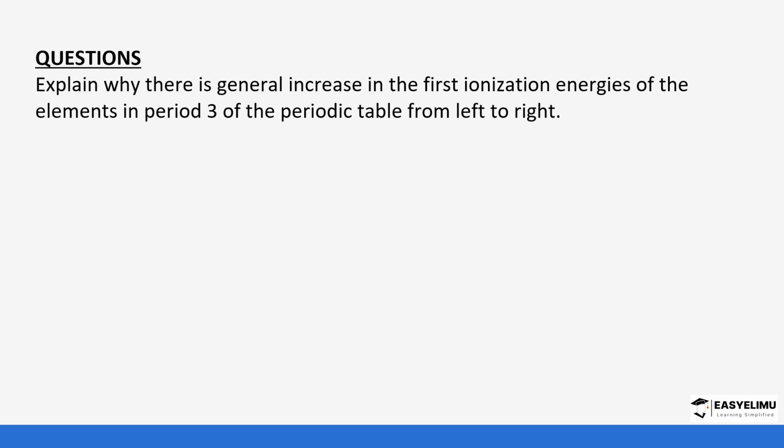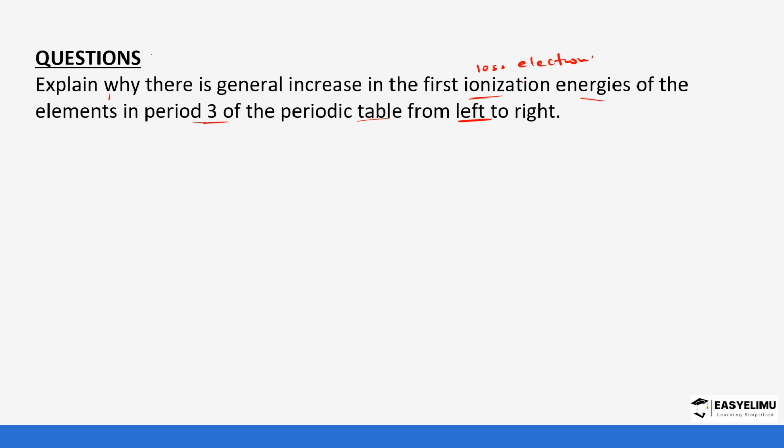So let's do a few questions. Explain why there is a general increase in the first ionization energies of elements in period 3 of the periodic table from left to right. So when we talk about ionization energy, we are talking about the energy required to lose an electron.